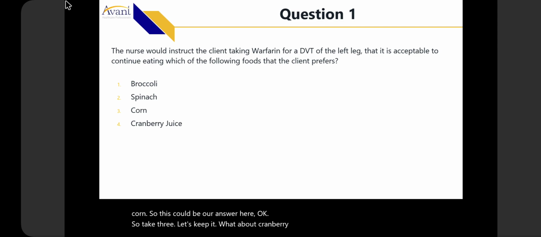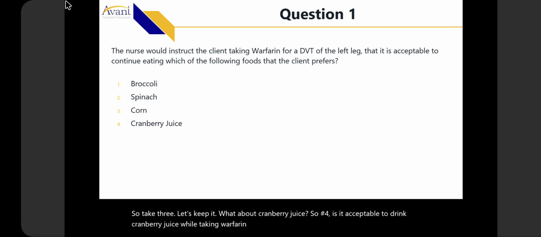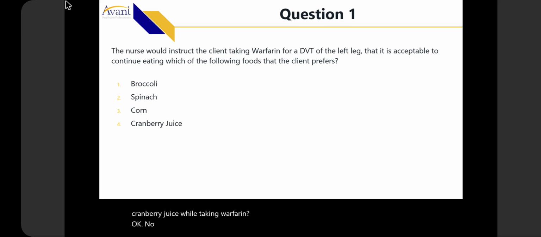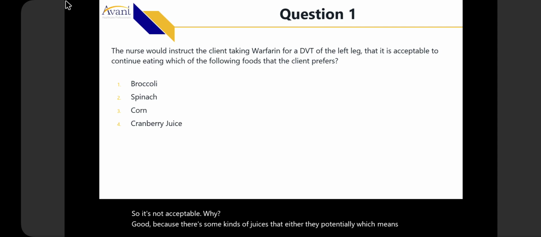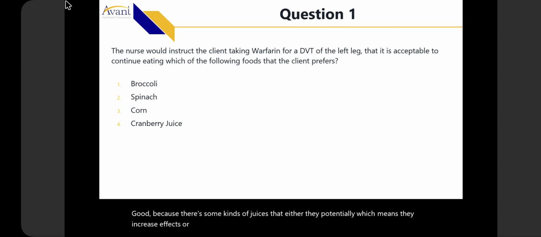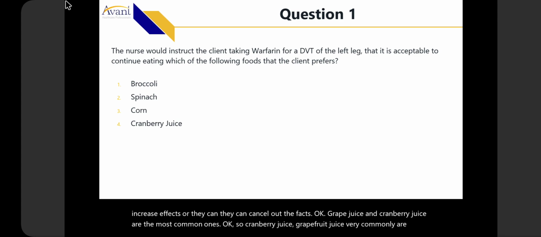What about cranberry juice? Number four, is it acceptable to drink cranberry juice while taking warfarin? No, it's not. Why? Good, because some kinds of juices either potentiate, which means they increase effects, or they can cancel out the effects. Grape juice and cranberry juice are the most common ones. Cranberry juice and grapefruit juice are very commonly contraindicated with medications.